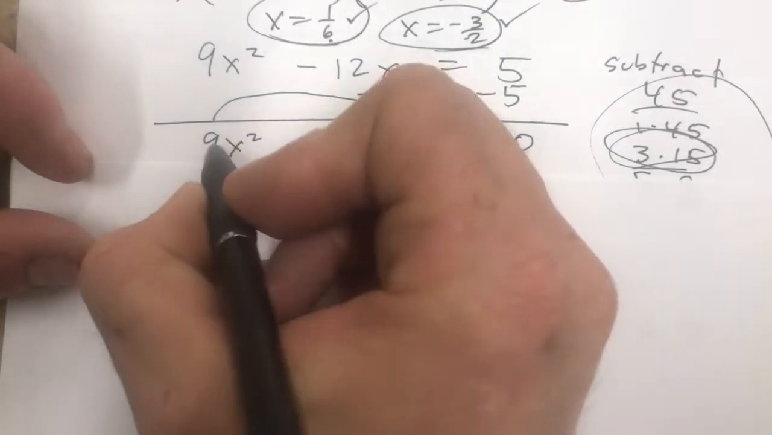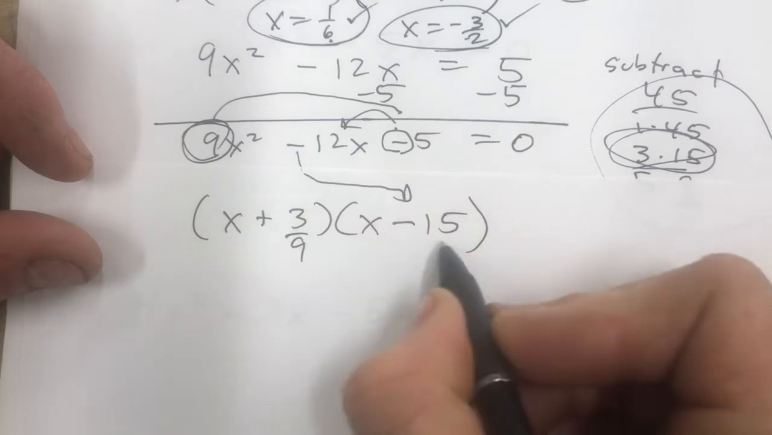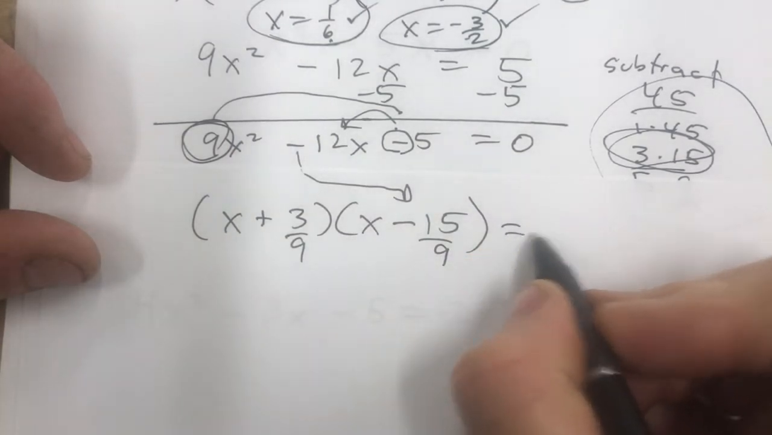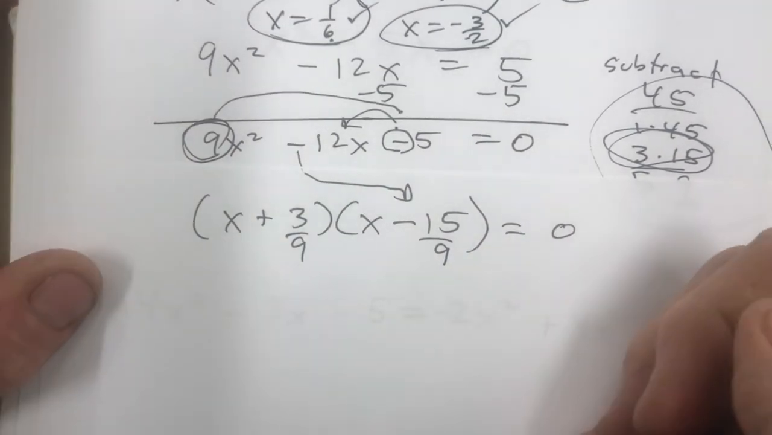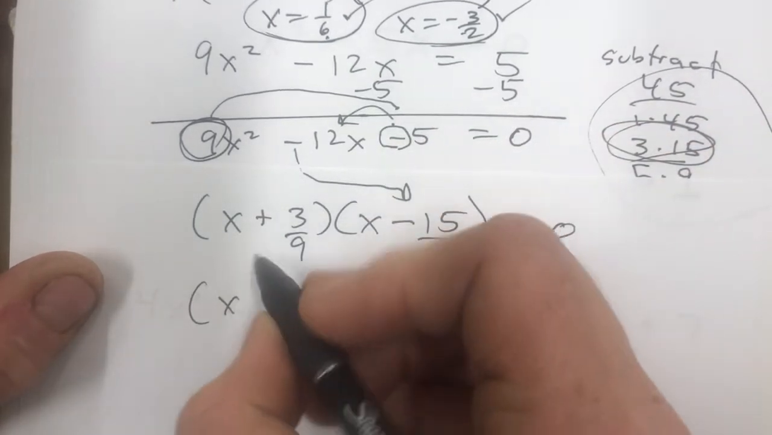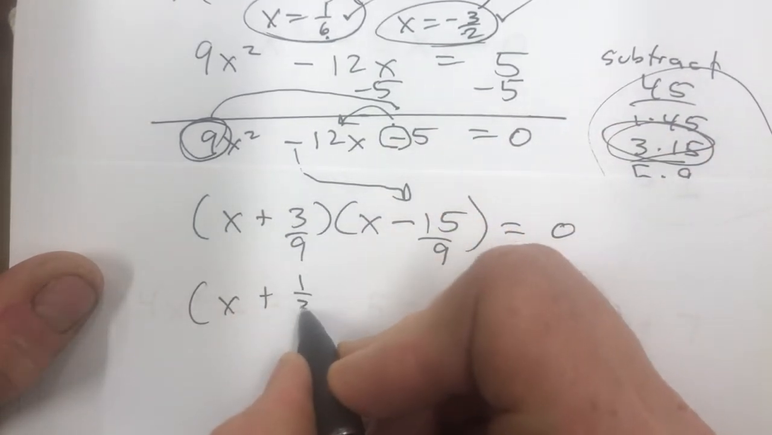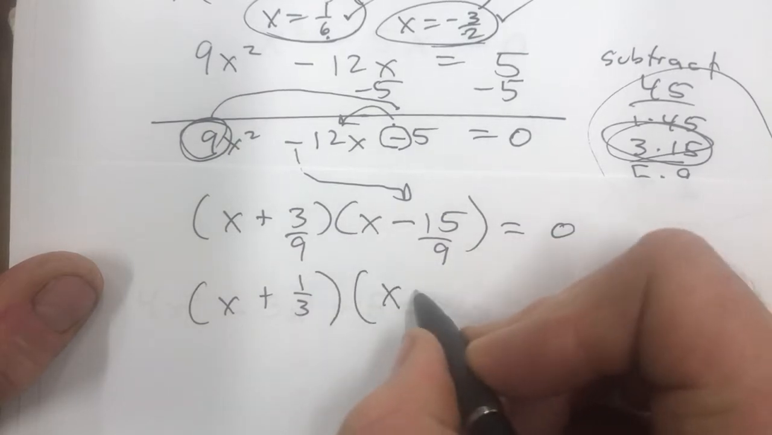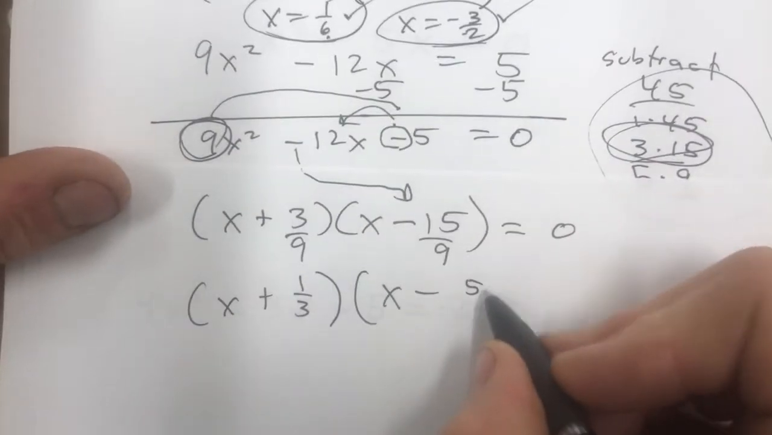Okay? But because there's 9 in front, I've got to divide both of these by 9. And these two factors equal 0. All right, and now simplify these down. So right here, x plus, this simplifies to 1/3. Right here, x minus, and that simplifies to 5/3.